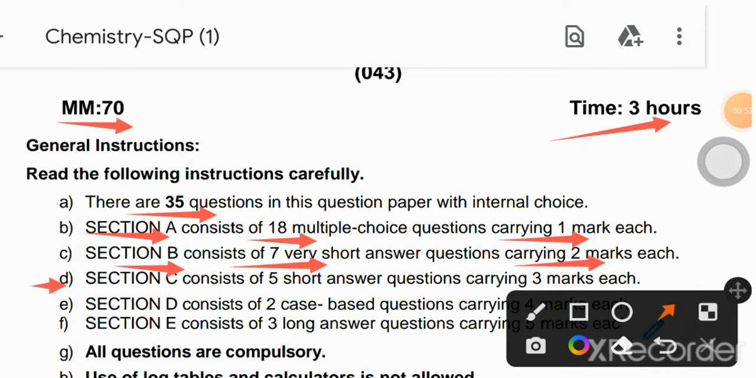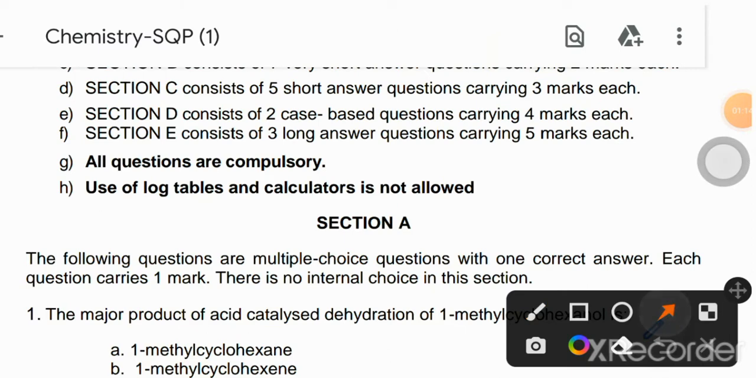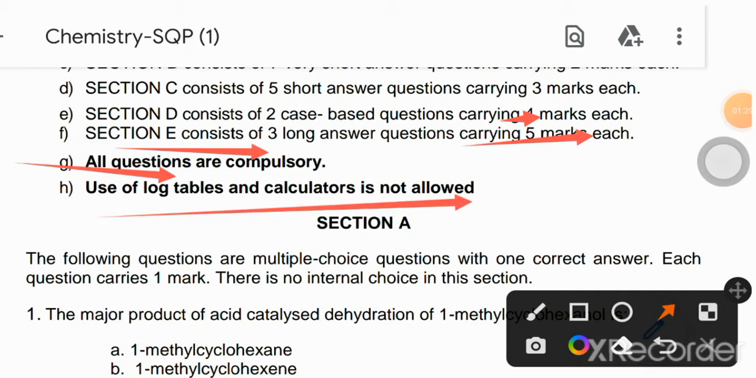Section C has 5 short answer type questions, each one carrying 3 marks. And Section D has 2 case based questions, each one carrying 4 marks. Section E consists of 3 long answer questions, each one carrying 5 marks. All these questions are compulsory, and there is no use of log table as well as calculator allowed in the examination.